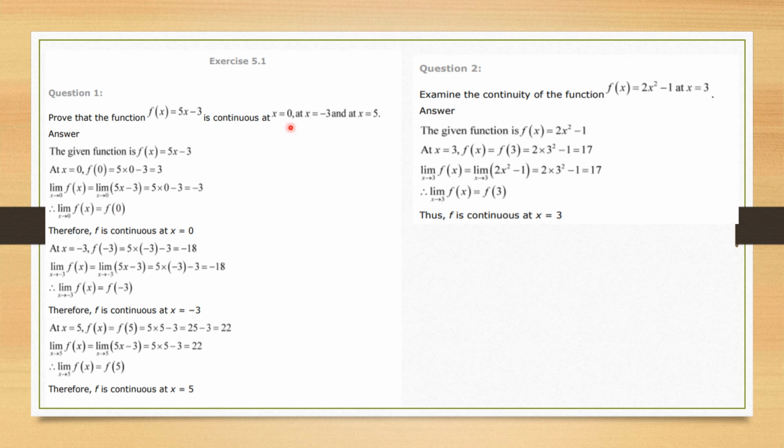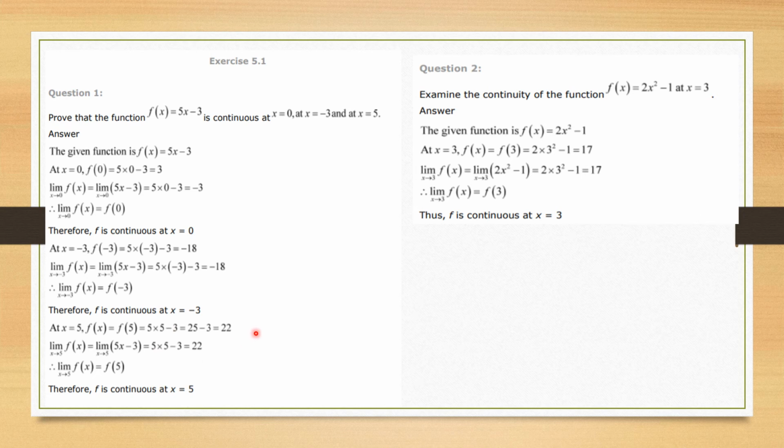Similarly, we can check for x = -3. We'll check the value f(-3) and then the limit as x approaches -3 of f(x). No need to go for the left limit. We will just check the right limit, as there is no need for different definitions. So we can evaluate it as -18, and hence at x = -3 also, the function is continuous. Similarly, for x = 5 we can check.